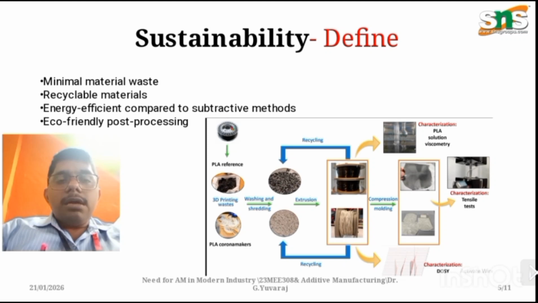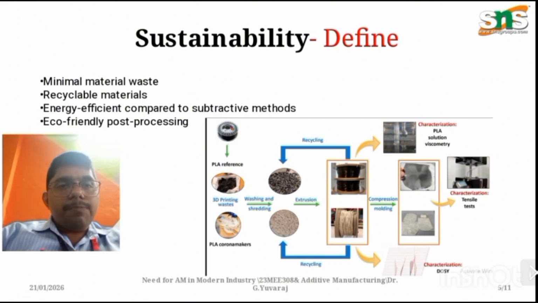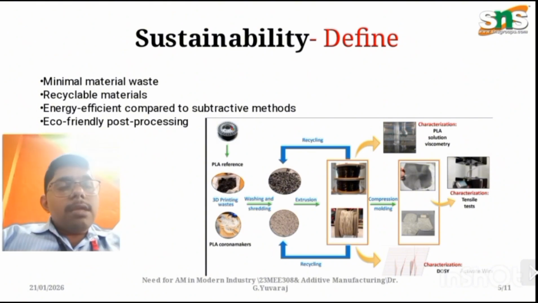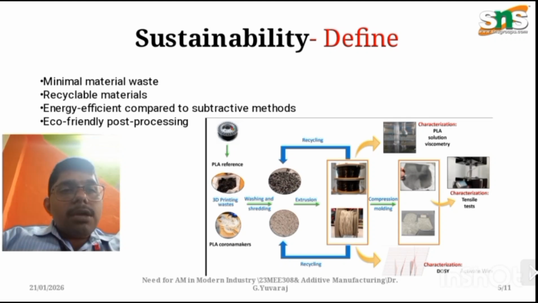But in the case of additive manufacturing, unlike subtractive methods, we are using materials which can be recycled and reused for manufacturing. A good example, the first one you have seen, uses PLA as the reference, that is polylactic acid, and the 3D printing waste is heated over that PLA. We wash the materials and shred them into minute particles, and accordingly the filament is wound, as you have seen on this screen.